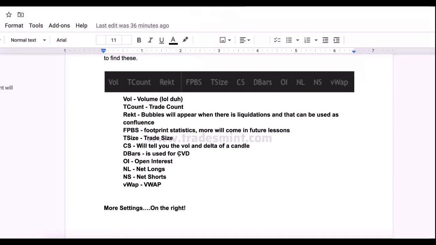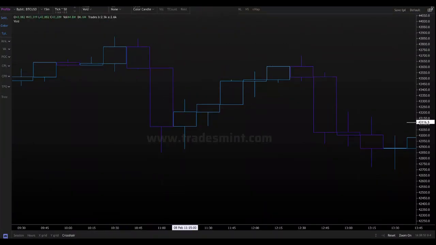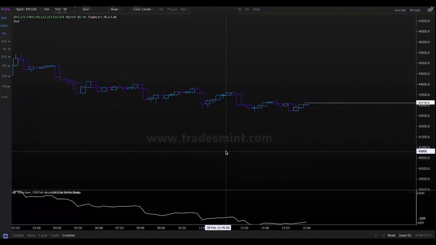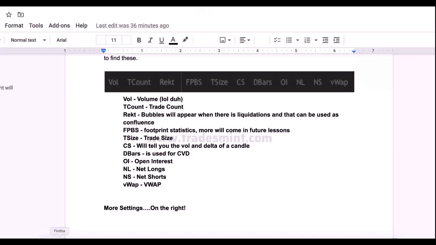Then we come down to the D bars. This is used to show CVD. We are going to get into an entire session on just CVD, talking about CVD divergences. This stands for cumulative volume delta. When we go into delta and CVD, you will understand these things a lot more if you're unfamiliar.